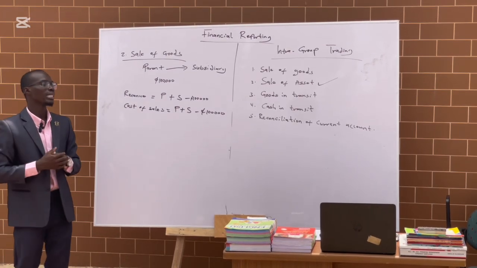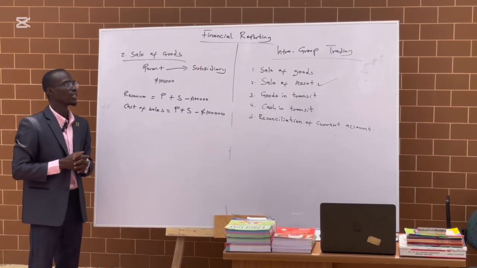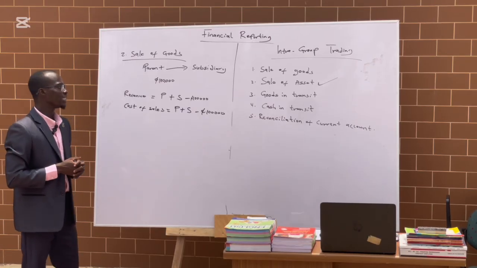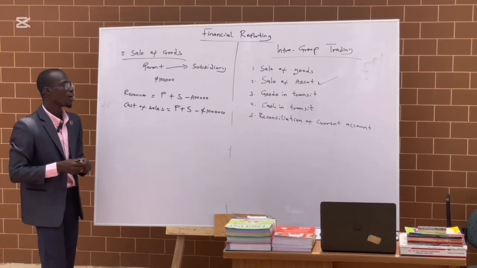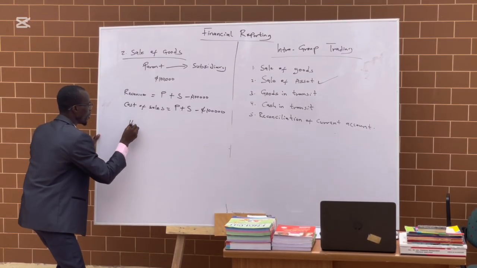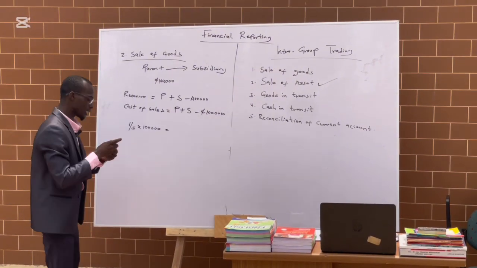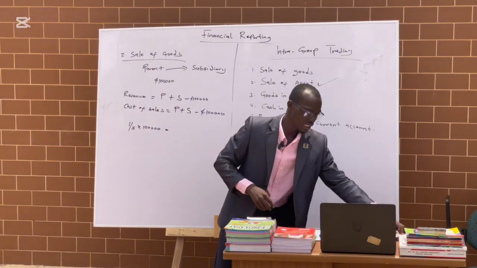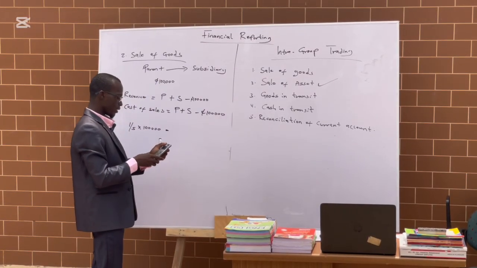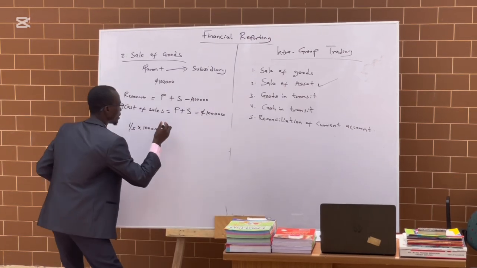But in the question, maybe they will tell you that of the 100,000 that the parent sold to the subsidiary, 1/5 of it still remains with the subsidiary. So 1/5 of the 100,000 is still with the subsidiary. Let's calculate 1/5. 1/5 times 100,000, you're going to have 20,000.